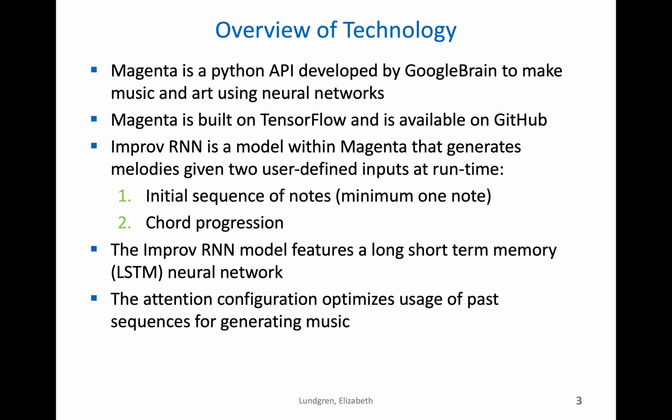The Improv RNN model is just one of many within Magenta, and the Improv RNN model generates melodies given two user-defined inputs at runtime. First, an initial sequence of notes, and second, an underlying chord progression that it's going to improvise on top of. The Improv RNN model features a long short-term memory neural network, and I'm going to use the attention configuration so that I can optimize usage of past sequences and hopefully generate better music.